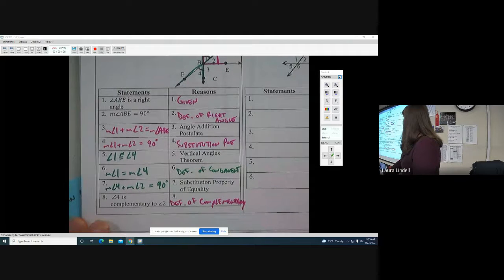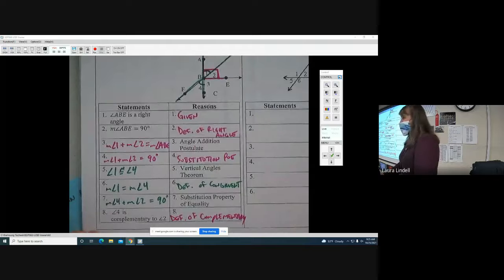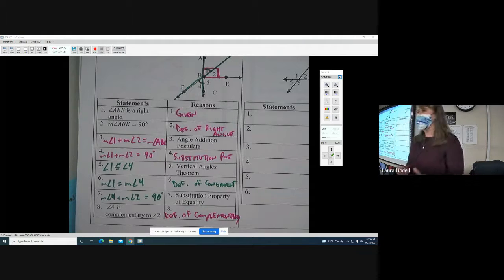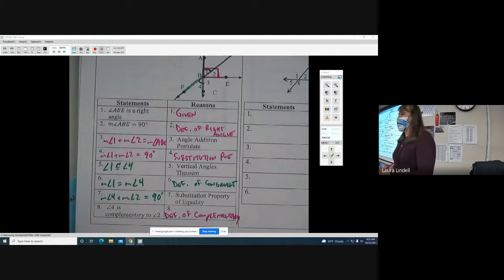All right. So look over this proof. Go back through the steps on your own real quick. Think about how they follow from one another. Is there any that we don't quite understand why they're there? Look it over. Think about it.